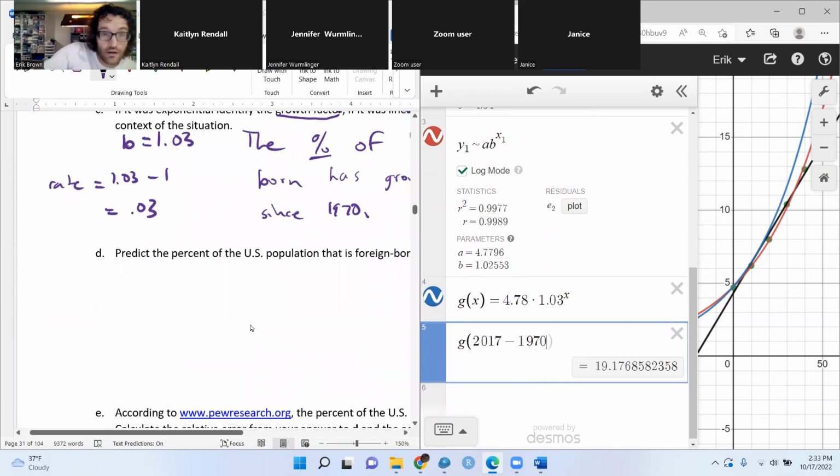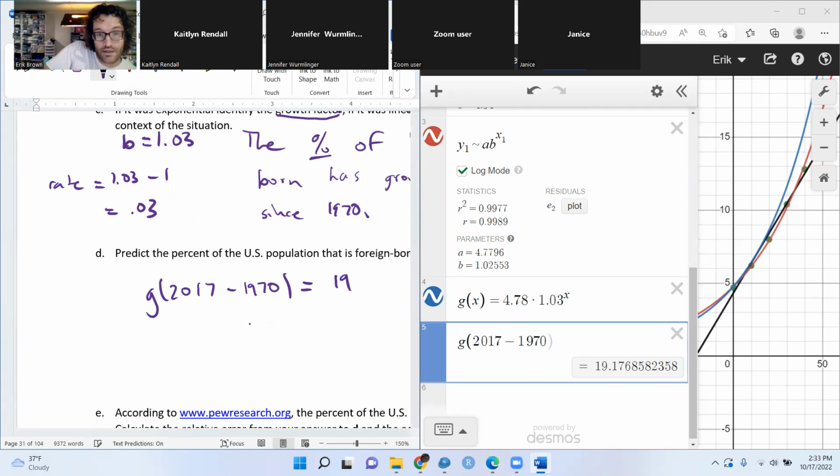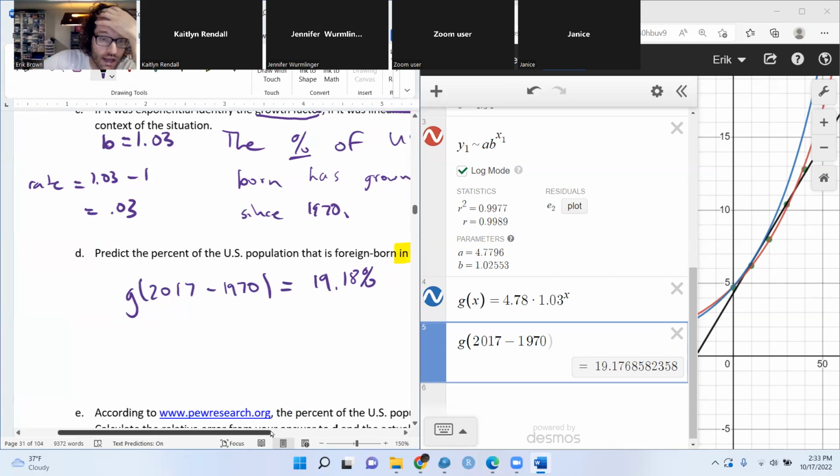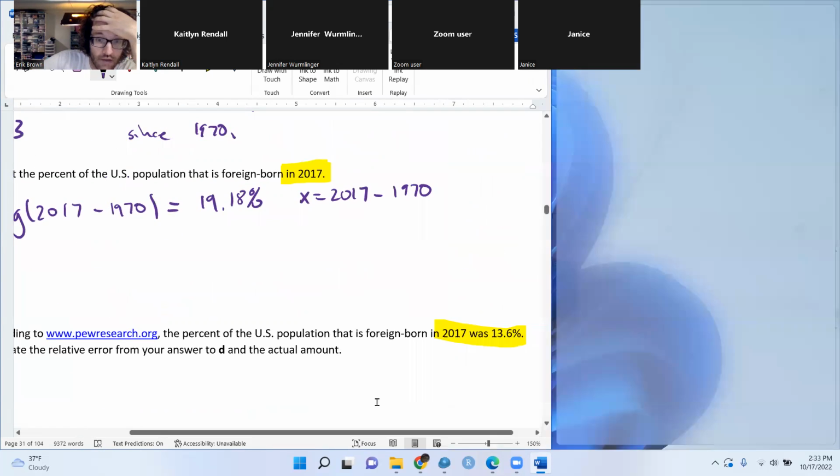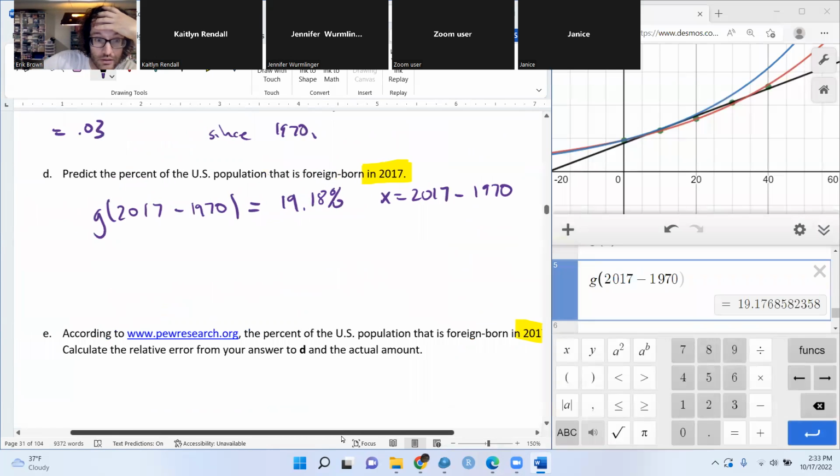So if you like that function notation, which I do, you could just say, this is what I put in Desmos, and this is the result I got, 19.18%. So our model predicts that the percent of the US population that's foreign born in 2017 should be 19.18. Well, then I went out to pewresearch.com and I found that it was 13.6.